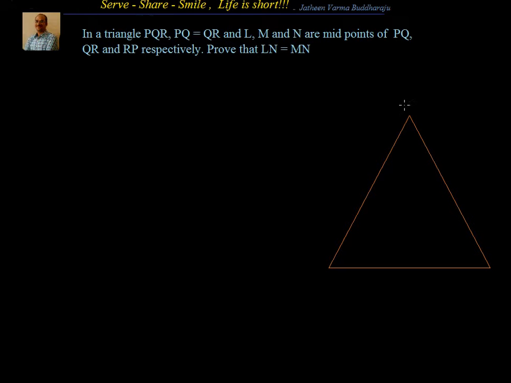In a triangle PQR, PQ equal to QR. So let me just put it down here. I will say this is Q, so that I can say this is P and this is R. We have been given that PQ is equal to QR. What else we know? L, M, N are midpoints. So let us say this is L and this is M and this is N. They are midpoints of PQ, QR and RP respectively.